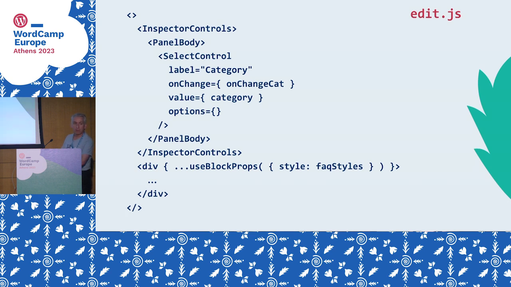So we've all got the InspectorControls. I think if you try and view it in the editor now, you'll get an error because it'll complain that you haven't got an onChangeCat function.